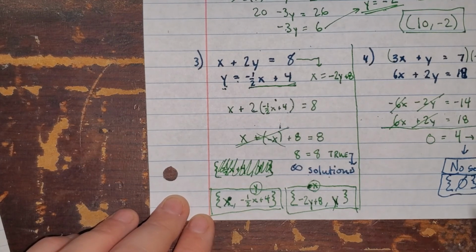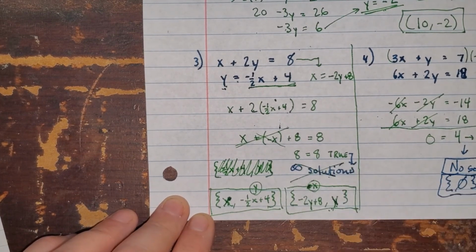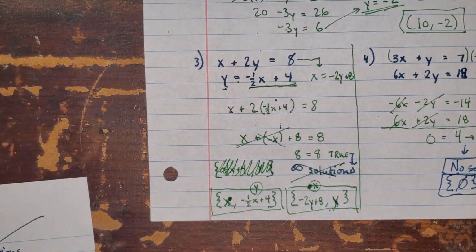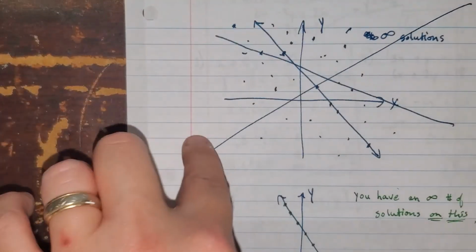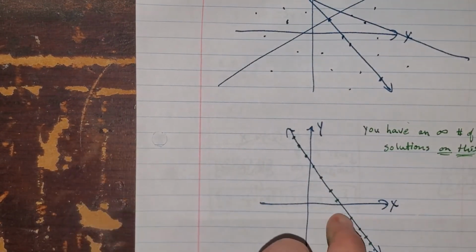So give that a try. Hopefully that helps you guys. This would be the correct answer, not this. Because if you say infinite solutions, you're saying that it's all over the graph, like so, and not only on this line, like so.